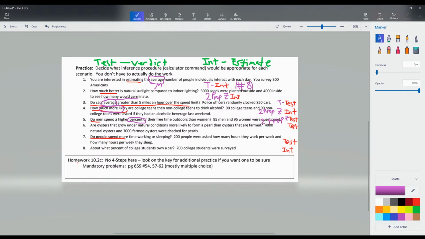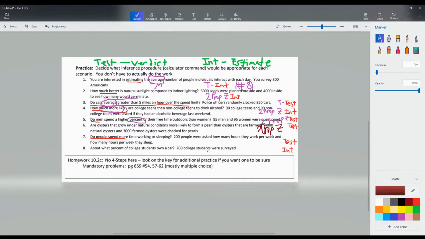All right, number 6, are oysters that grow in conditions blah, blah, blah. You have natural oysters. You have, I don't know, what other kind of farmed oysters right here. You could look at the average, but it's probably, again, looking for what percent have a pearl. So I would argue this is yet another 2 prop Z. You would turn these to percentages. This is just terrible handwriting here. That says 2 prop Z for this one.